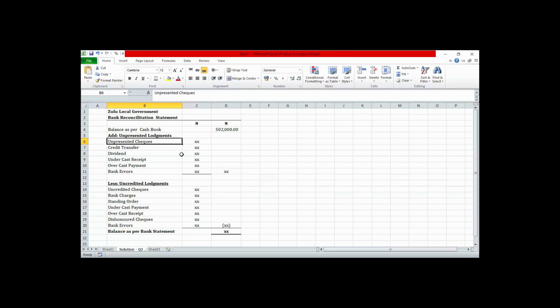Okay. Check numbers 51522 and 35552 for 2,000 naira and 3,000 naira respectively have not been presented for payment. Unpresented check is going to appear under the what? Unpresented lodgement. Is that clear? Then we have two unpresented checks. This is how we do it.